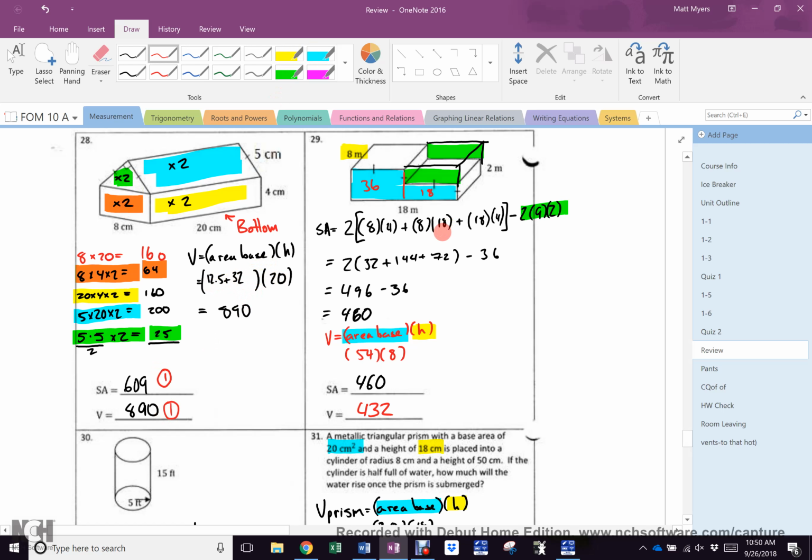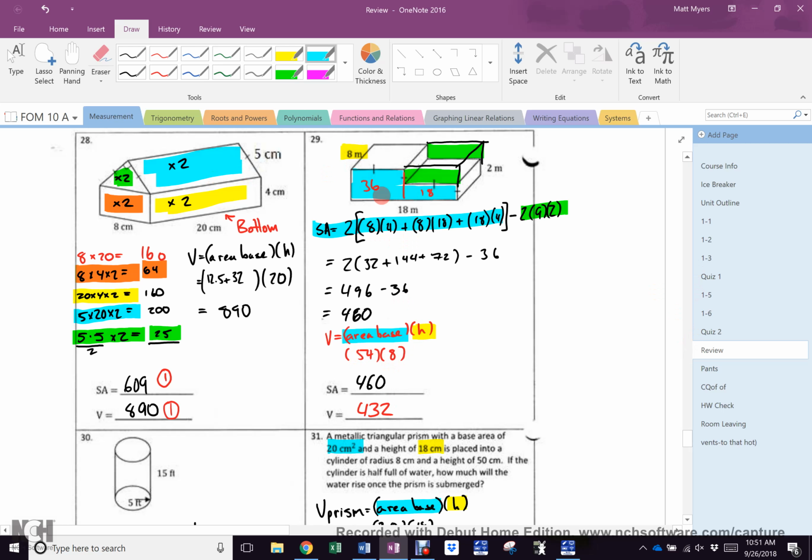This question, I gave you a million ways to do it, but I don't have room to show you a million ways, so I'm showing you my way. I find the surface area of the whole thing, which is right here, and then I recognize that those 2 green rectangles are the only thing missing, so I subtracted them out. Volume is, of course, the area of the base, which I highlighted in blue, which is 36 and 18, which is 54. And the height, which I highlighted in yellow, is 8. 54 by 8 is 432.